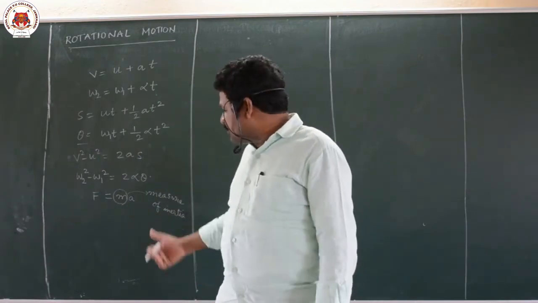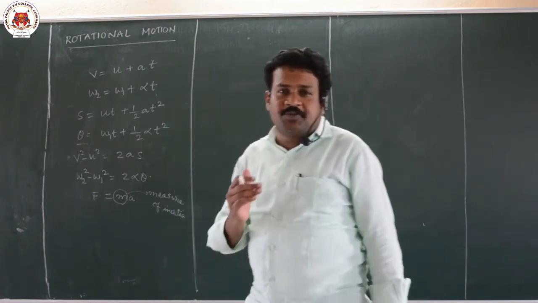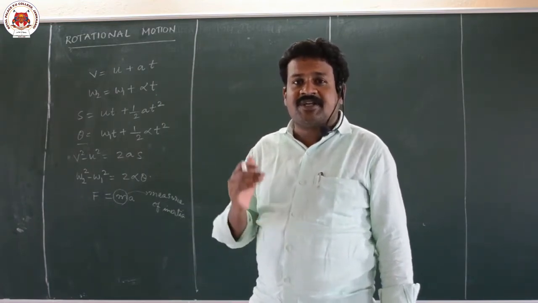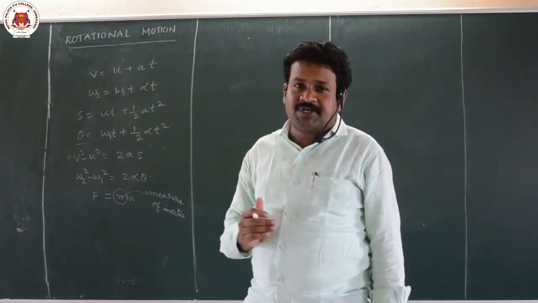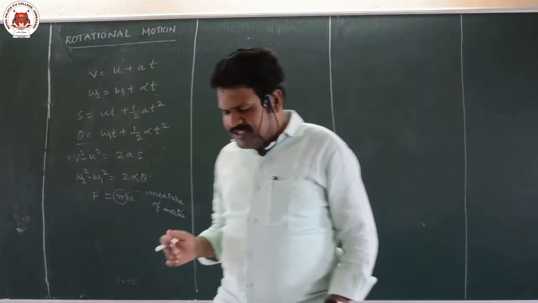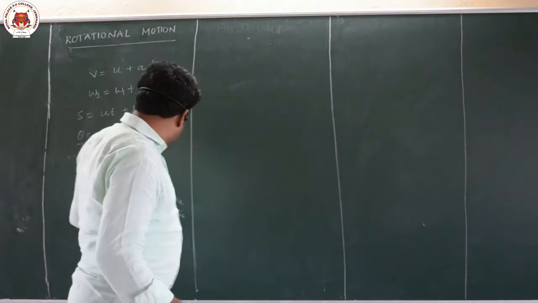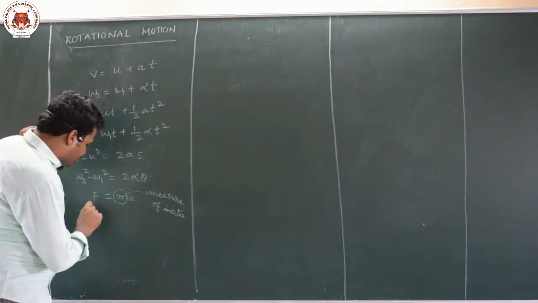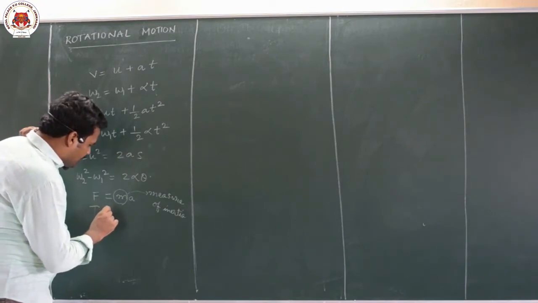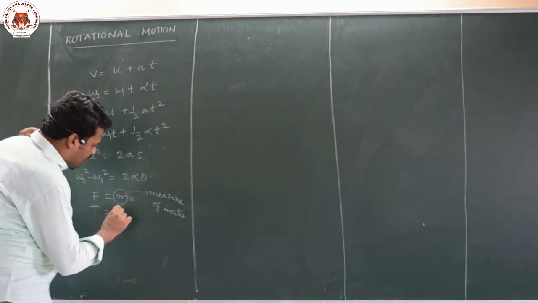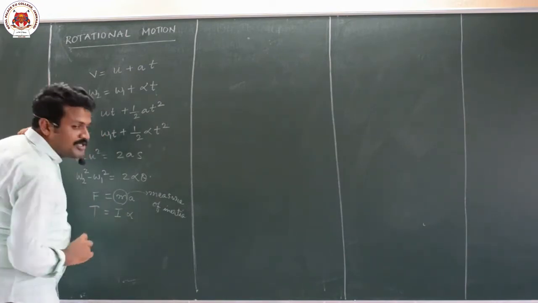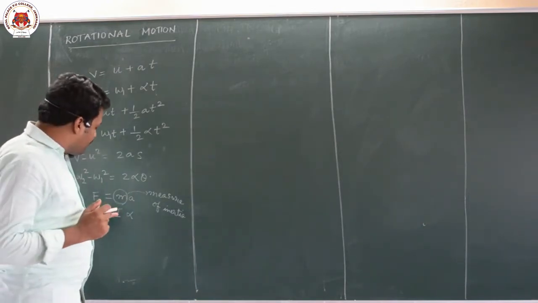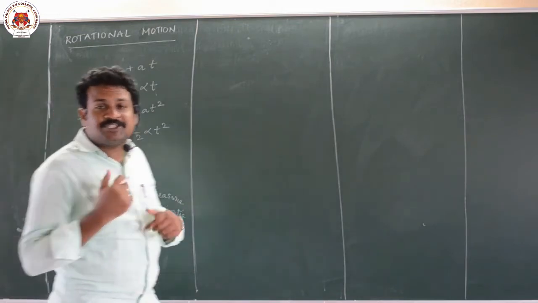So why is force required? Force is required to make a body move, or to change its state of rest, or change its uniform motion, or change its direction. For all these things we want force. Similarly, the analog of force in rotatory motion is torque. Torque tau = I alpha, where I is called the moment of inertia, the inherent property of a body by virtue of which it opposes rotation.